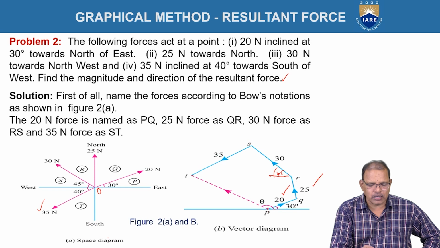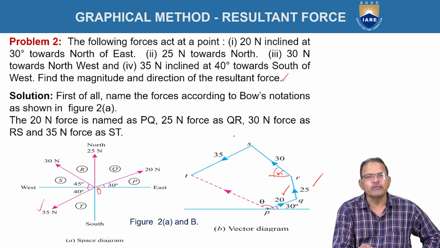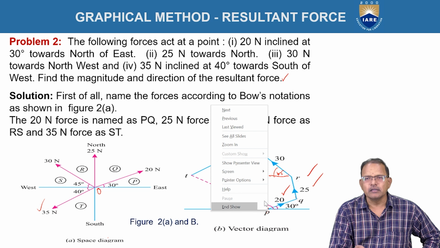And from S to R, draw a line of length 35, which is parallel to the OT as shown in figure. That is, we represented 4 forces, both in magnitude and directions, according to Bow's notation. The resultant force is represented by the closing side of the polygon, that is T and P, but taken in the opposite order now.